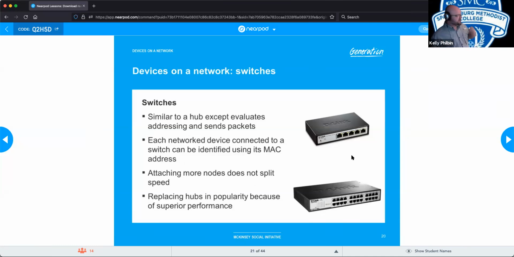All right. So questions with regards to switches. A layer 2 device routes data through MAC addresses on the network, smarter than hubs. You don't have to worry about collisions with regards to a switch.